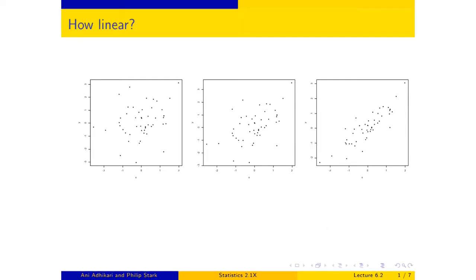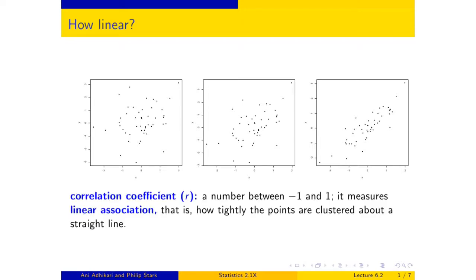So what we're going to do is to try and produce a measure that says how tightly clustered each one is, and we're going to get one for which the value for this third diagram is higher than the value for the first. All three are going to be positive because you can see the positive trend for all of them. And that measure is called the correlation coefficient. And because that is such a mouthful, it is affectionately abbreviated to R.